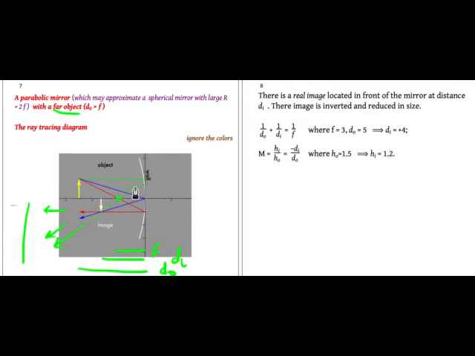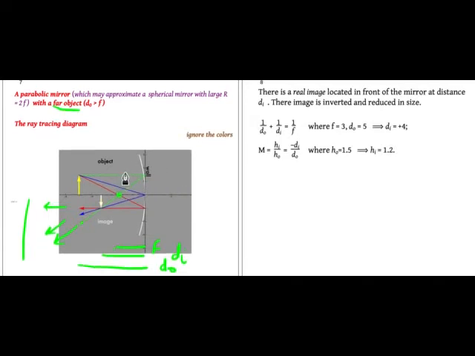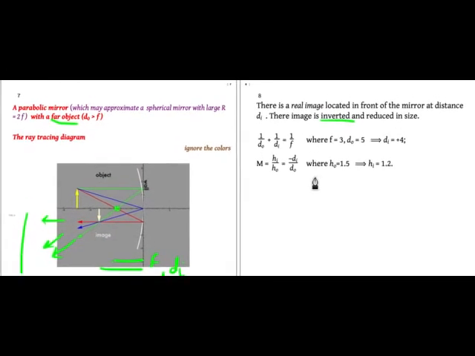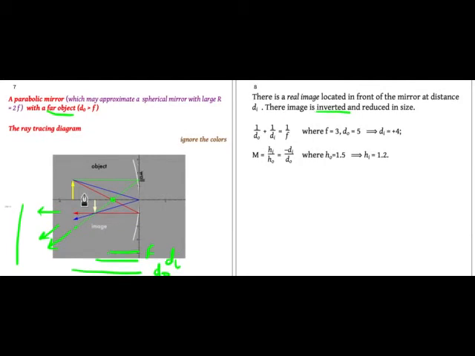So in the case of mirrors, virtual images are on the opposite side of the mirror. Real images are on the same side of the mirror. It's at a distance di. And you see from the diagram, it's inverted. That is to say, if the object is upward, the image is downward. And it's reduced in size. Unlike the other case, where the image was larger, in this case, the image is smaller than the object.